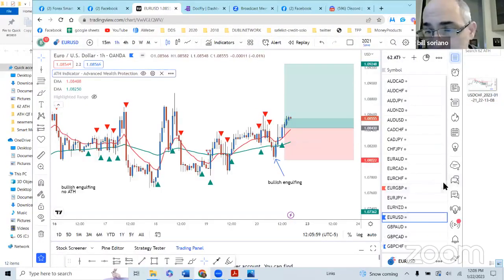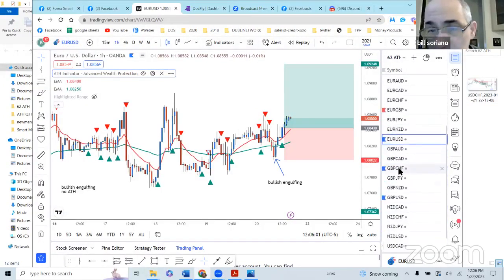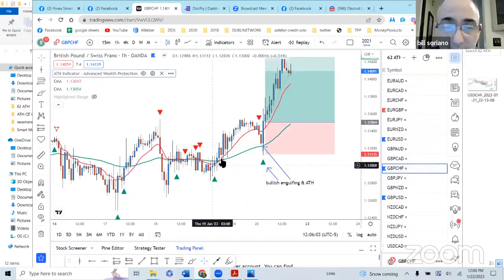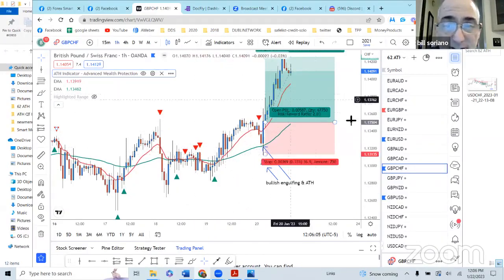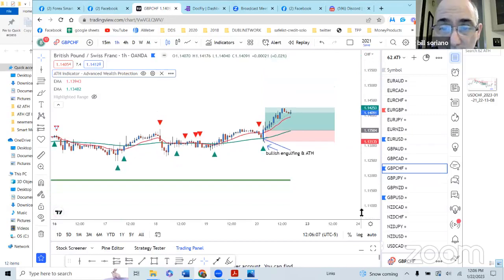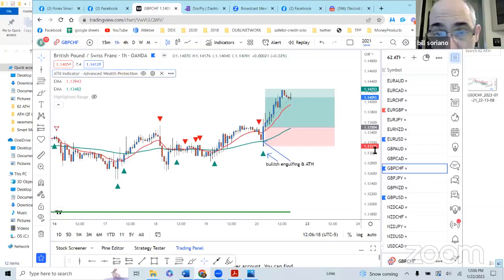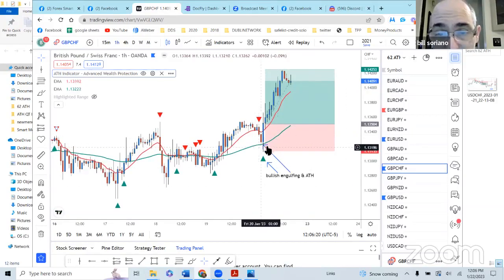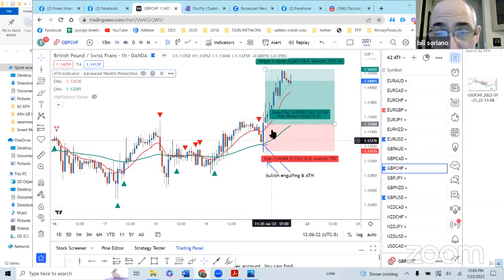Okay, and then also, I think I got a couple more examples here. I got GBP CHF, right? You could see 13 is above the 62. This green bar here, we had to scrunch up the chart to see it, but it's telling us that the 13 is above the 62, or has been above the 62 for all this time on the 4 hour as well. We get a pullback to the 62, a bullish engulfing.